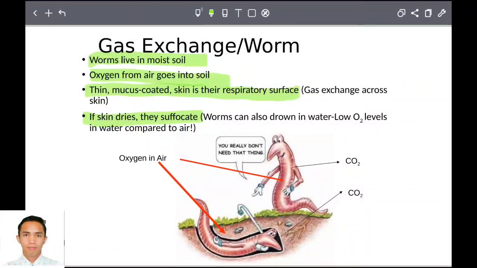Worms can also drown in water, because there are low oxygen levels in water compared to air. So carbon dioxide goes out and oxygen comes in through their skin. That is the gas exchange in worms.